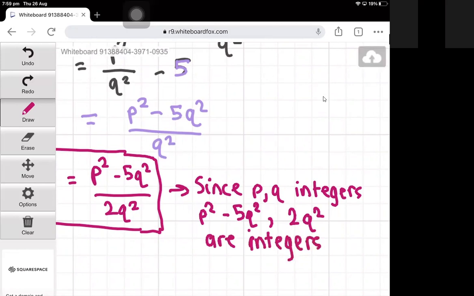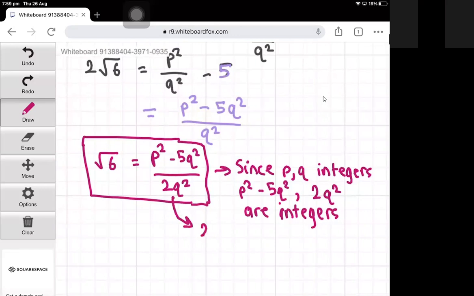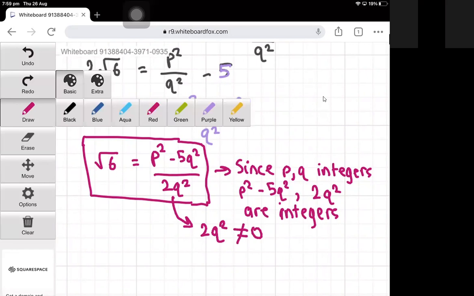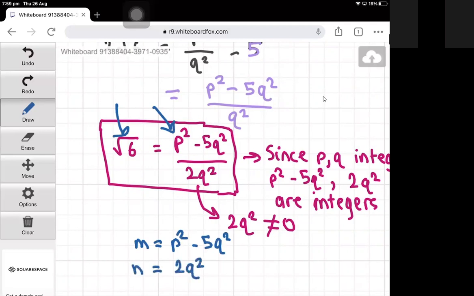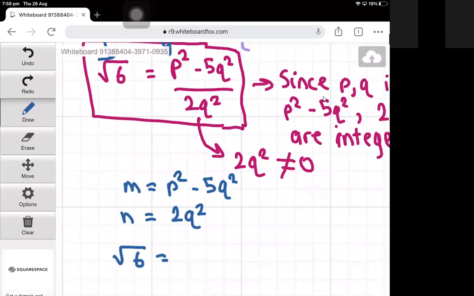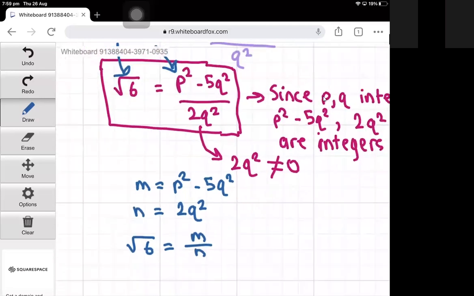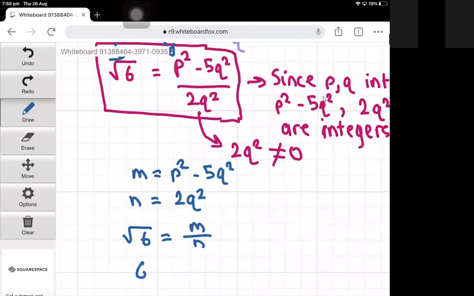And also, since q was not equal to 0, the denominator of the fraction, which is 2q squared, is not equal to 0. So it turns out that square root of 6 is rational and can be written as this fraction on the right. So if we make m equal to p squared minus 5q squared and n equal to 2q squared, we have square root of 6 is equal to m over n. And if we square both sides, we have 6 is equal to m squared divided by n squared.